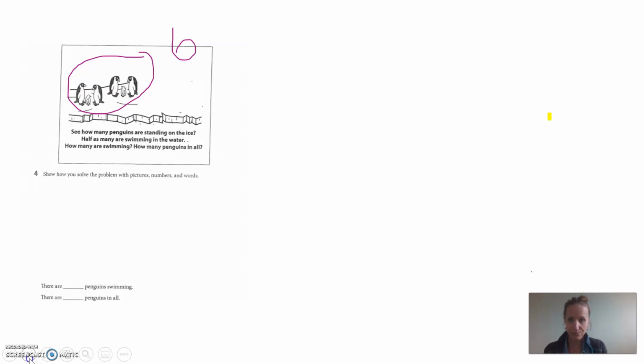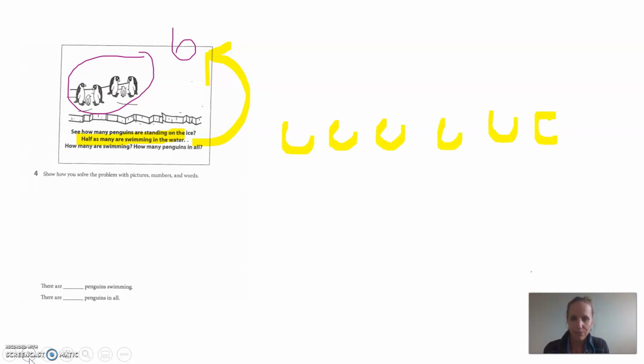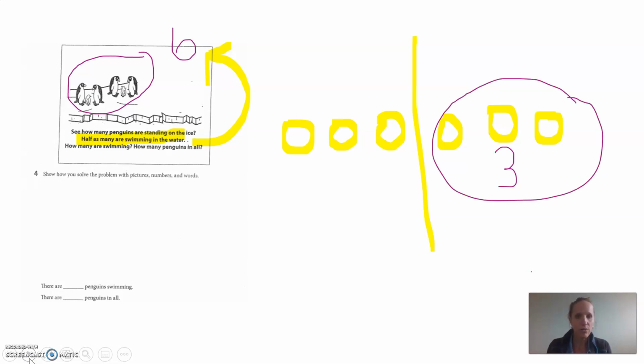Okay, so it asked how many are standing on the ice. Well, there's 6. Now it asks half as many are swimming in the water. To show your thinking, I wanted to walk through the way I illustrated this, and you might have a different way. I drew 6 penguins because I want to figure out half of 6. So I want to equally share this in 2 equal parts. I decided to draw a line down the middle so that each group has the same. So I figured out there's 3 penguins swimming in the water.